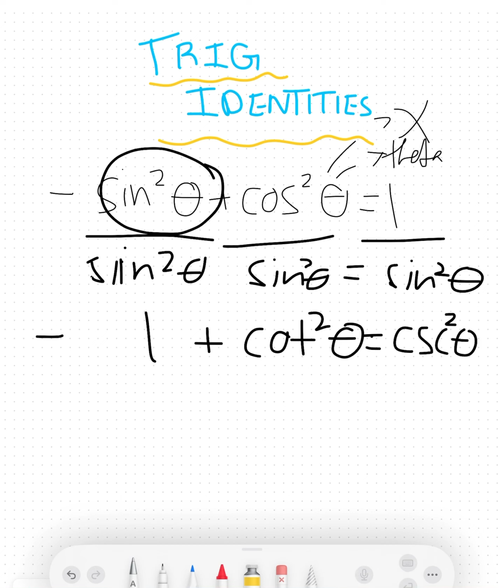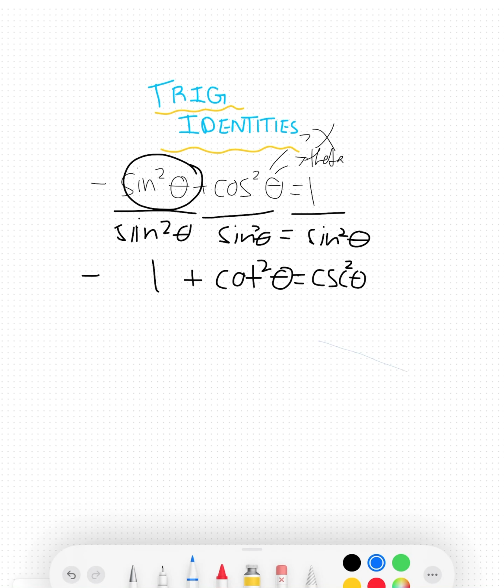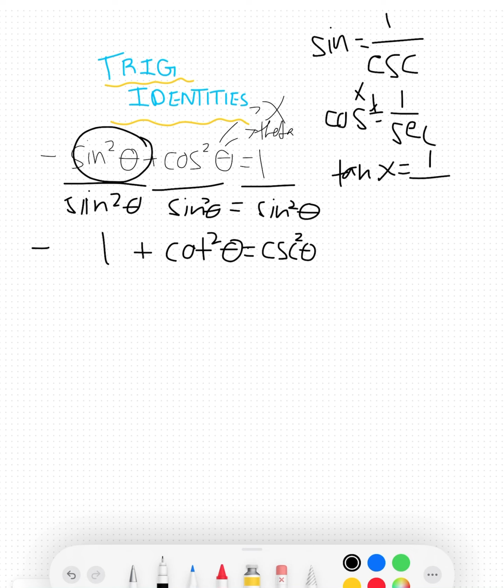Just in case you forgot, let me write the basic reciprocal identities off to the side. Sine is equal to 1 over cosecant. Cosine is 1 over secant. Remember, there should be an x after each of the identities, but I don't have enough space. Tan x is 1 over cotangent. Cosecant is 1 over sine, and then these two are switched, and these two are switched.